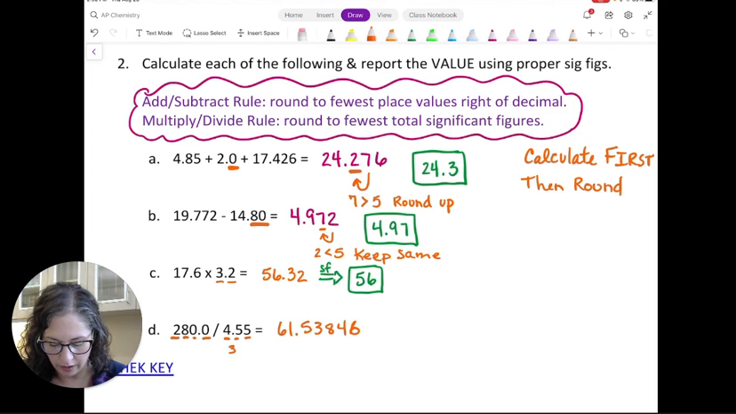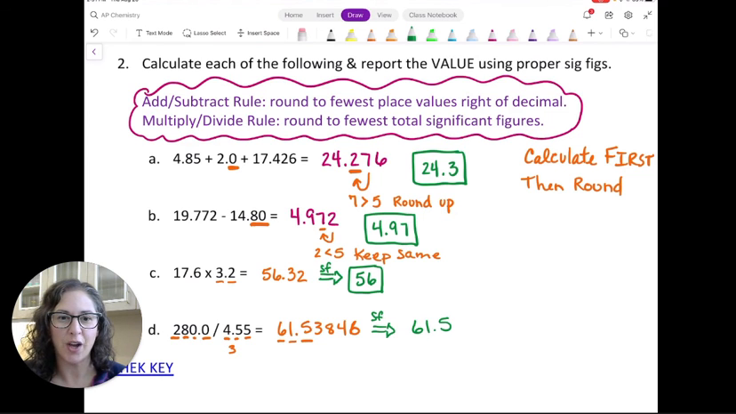So we're going to round to 3 significant digits, 1, 2, 3. 3 is less than 5, so I'm going to keep that value the same. And with sig figs, this value is going to be 61.5. I hope that's helpful for you. Try some of the independent practice.